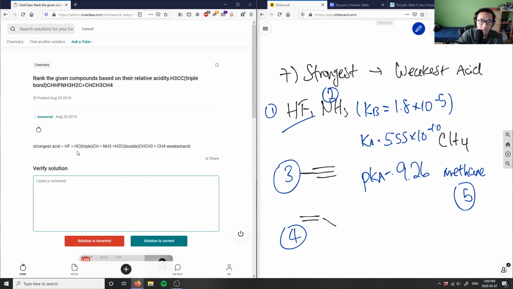So they got it a bit mixed up here. They're missing NH3, which should be number 2 here. So I'm going to say the solution is incorrect. The correct order is strongest acid here would be HF, and then it'd be NH3, and then our alkyne, alkene, and then alkane here. So this solution here is incorrect.